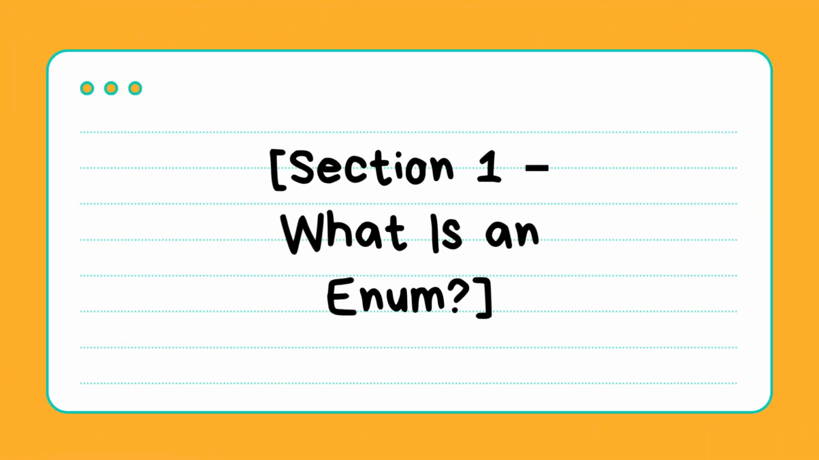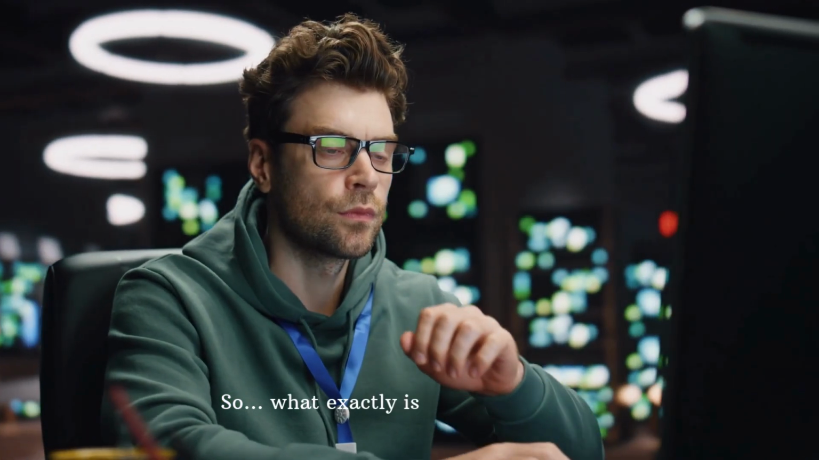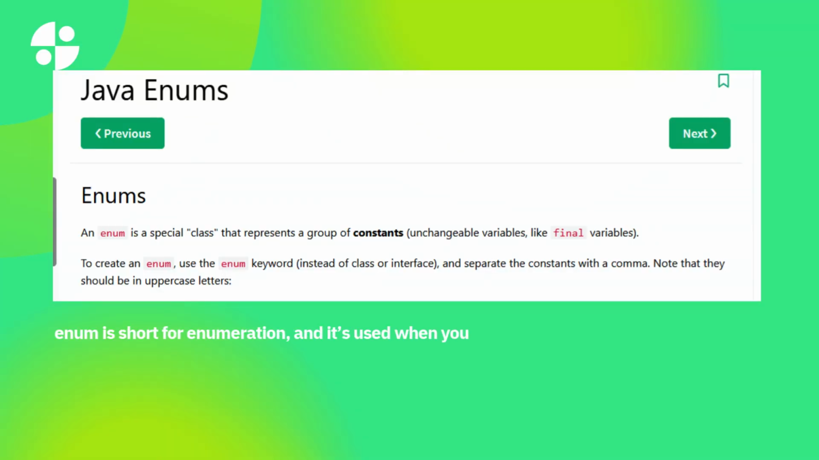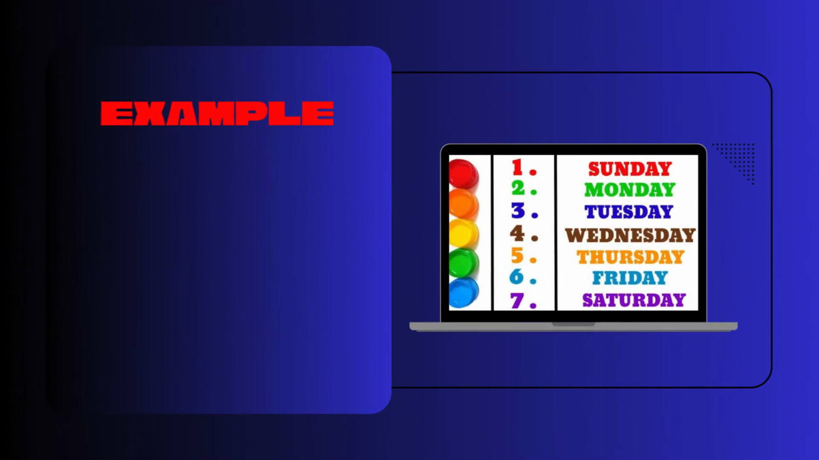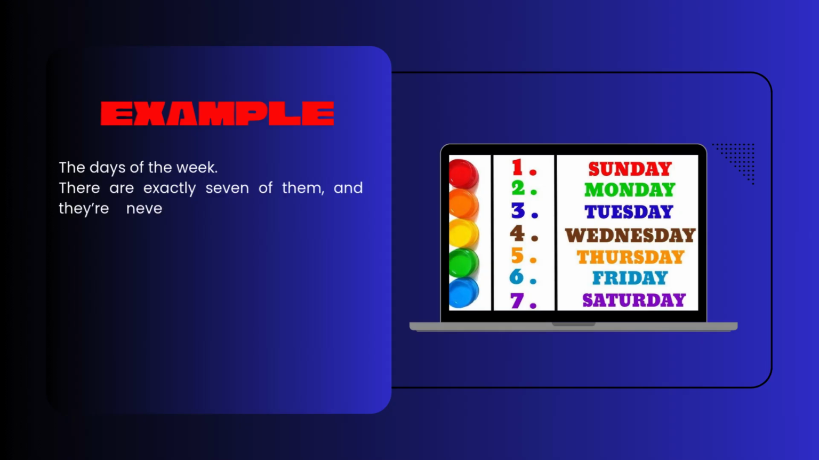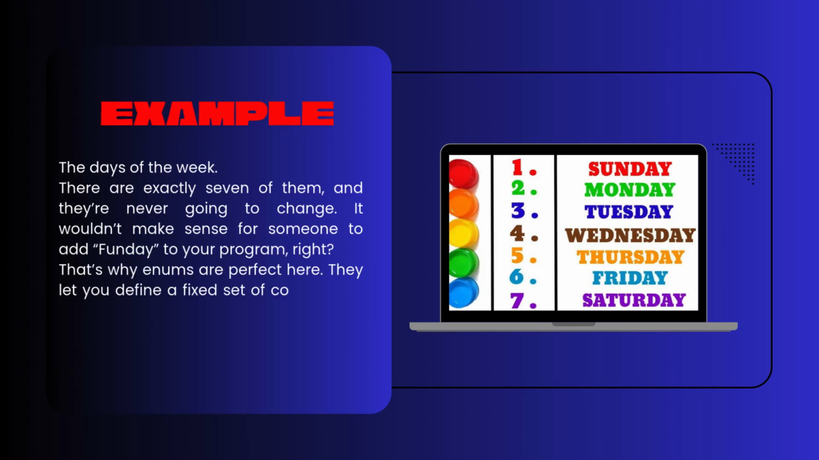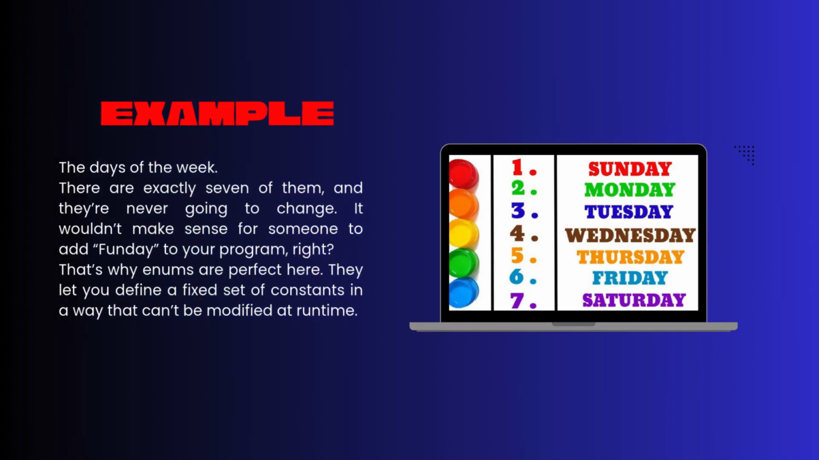Section 1. What is an enum? So, what exactly is an enum? Enum is short for enumeration, and it's used when you have a predefined set of values that won't change. A classic example? The days of the week. There are exactly 7 of them, and they're never going to change. It wouldn't make sense for someone to add Funday to your program, right? That's why enums are perfect here. They let you define a fixed set of constants in a way that can't be modified at runtime.